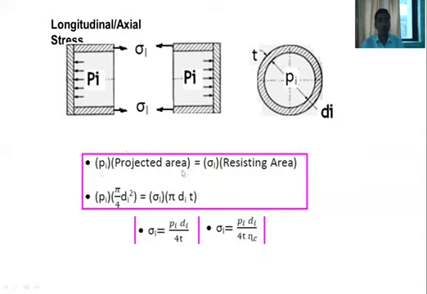So here Pi into projected area is equal to the stress into the resisting area. So this is the formula. After simplifying this formula, we will get the longitudinal stress equal to Pi Di upon 4 times T. Here sigma L is the longitudinal stress, Pi is the internal pressure, Di is the inner diameter, T is the wall thickness of the cylinder.